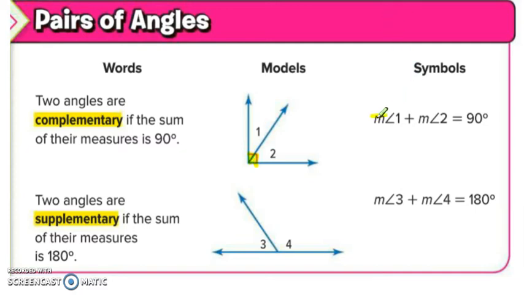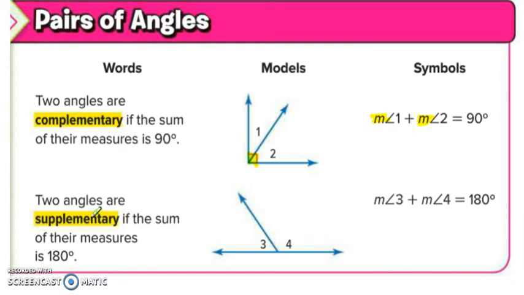We can write it in symbols. This M right here that I'm highlighting just stands for measure. So we can say the measure, or the degree, of angle 1 plus the measure of angle 2 is equal to 90 degrees.